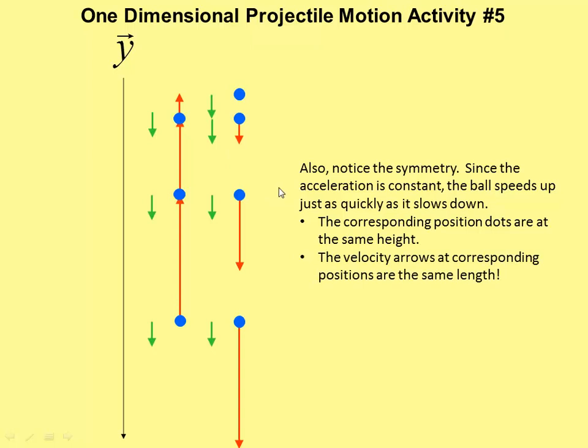So velocity arrows at corresponding positions are the same length. See, those two are the same speed. Those two are the same speed. Those two are the same speed, but opposite velocity. You may want to go back and make sure that your motion map has all of these little points of symmetry on there, because that's a complete understanding of the uniformly accelerated one-dimensional projectile motion.